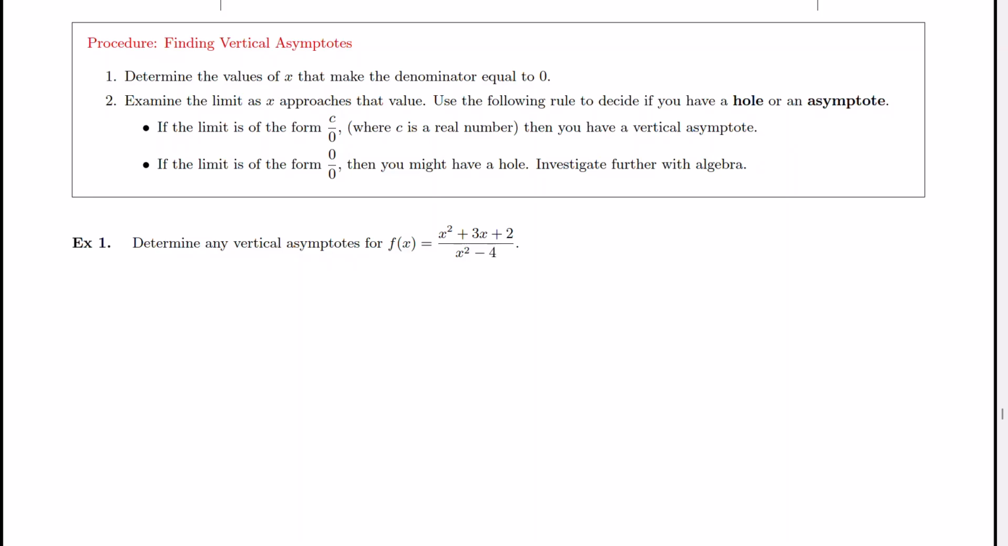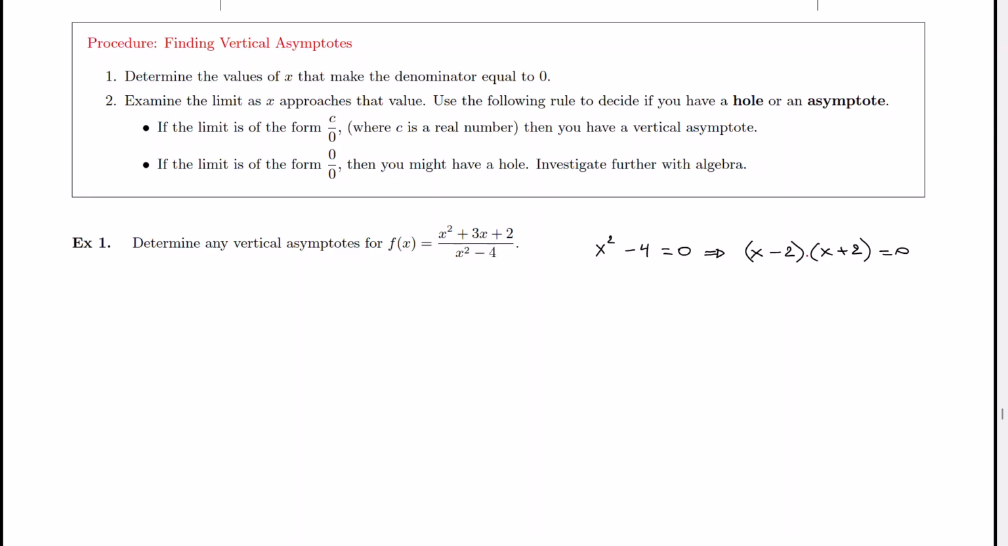So to verify and to look at an example, let's take a look at example number 1, where f of x is equal to x squared plus 3x plus 2 divided by x squared minus 4. It's asking us to determine any vertical asymptote for this function, f of x. So as we said, the first thing you want to do is grab the denominator, in this case x squared minus 4, and figure out what makes it equal to 0. Now, I can factor this x squared minus 4. It looks like a difference of squares. I can write it as x minus 2 multiplied by x plus 2 to quickly find the numbers that make the denominator equal to 0.